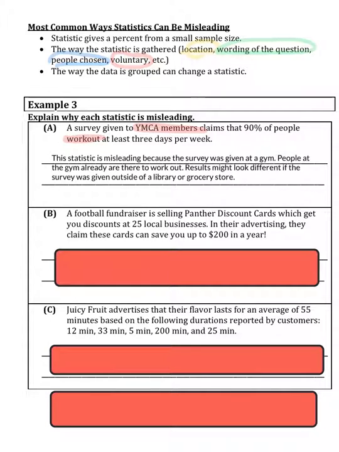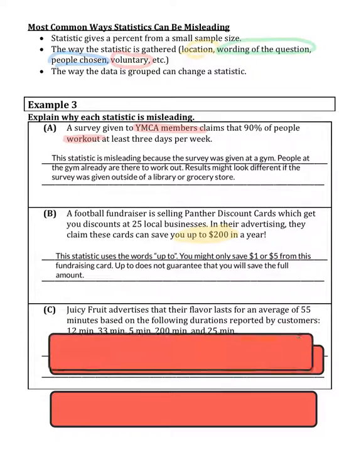A football fundraiser is selling Panther discount cards, which gets you discounts at 25 local businesses. In their advertising, they claim these cards can save you up to $200 in a year. So what's misleading about this statistic? Again, with misleading graphs and statistics, they're not lying, they're just misleading. What keywords do I hear here? Up to. See, people will hear that $200 and they think, oh, I'm going to save $200, but the keywords are up to.